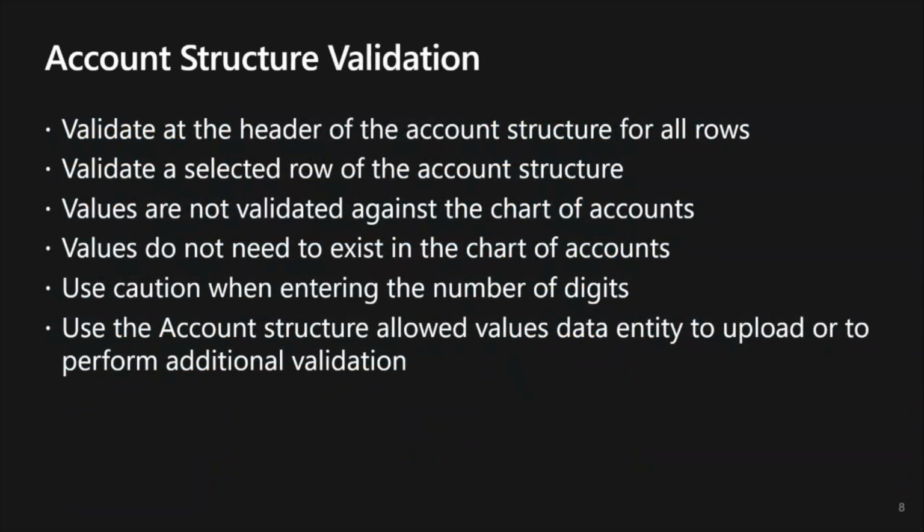Now, when you're finished creating an account structure, you're going to need to go through a process of validating that account structure. And there are two ways to do this in the account structure form. First is to validate at the header level, which is the button that you'll find in the action pane at the top. And this button will validate the entire account structure. Alternatively, you can select a particular row and use the validate button on the Fast tab just above the grid, and that will validate only the selected row.